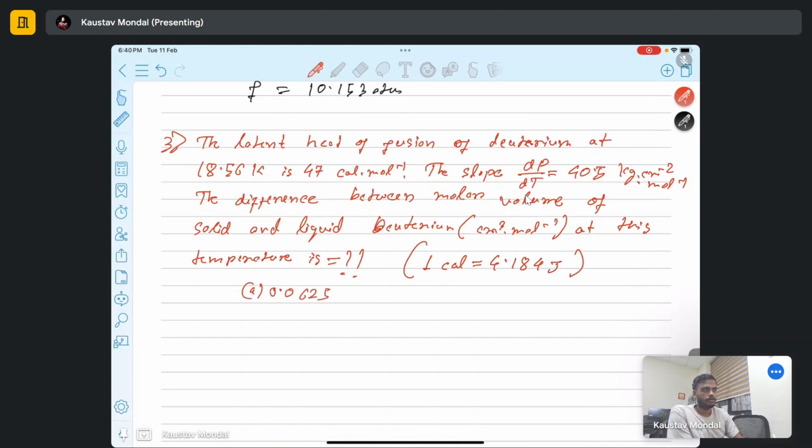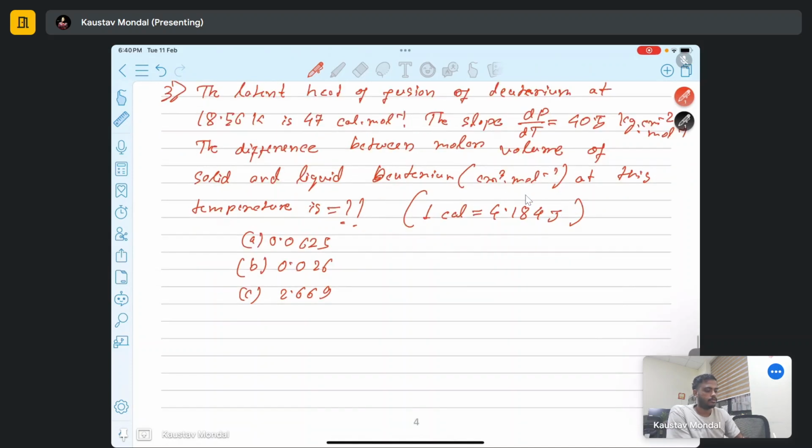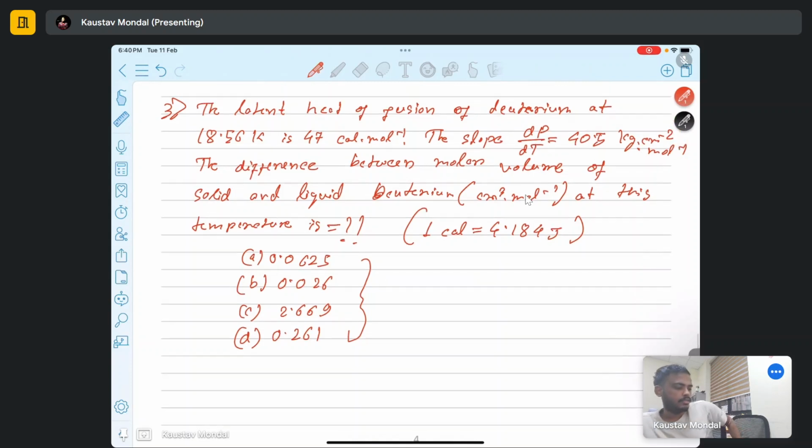Okay, so the options are option A 0.0625, option B is 0.026, option C is 2.669, and option D is 0.26. So these 4 options are given. So the question is, let's just first read the question once again.